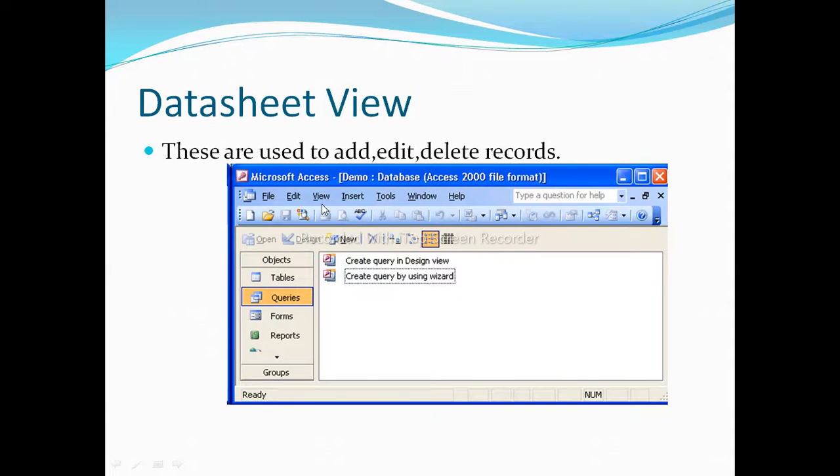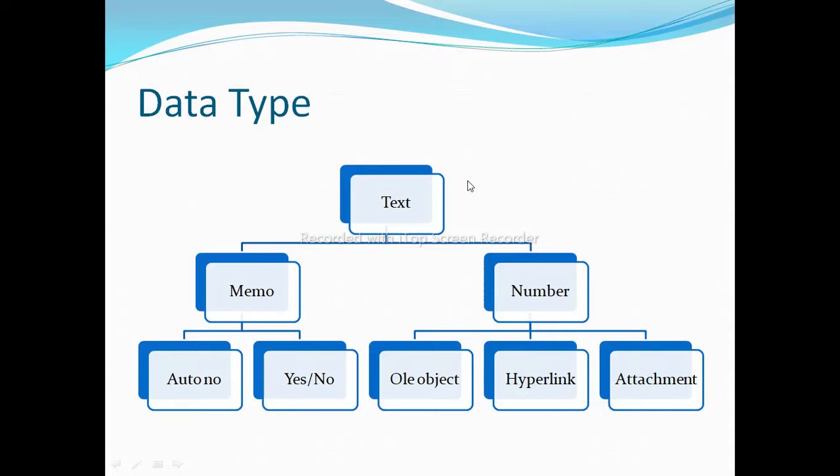Datasheet view is used to add, edit, delete records. Whenever you create a query, you will get two options: create query in design view and create query by using wizard. So in datasheet view you will be able to add, edit and delete records. If you want to add a new record, you can add a record. You will be able to edit the record and you will be able to delete the record. We will study the most important concept needed to create a database query.